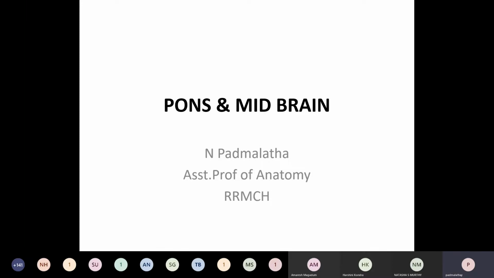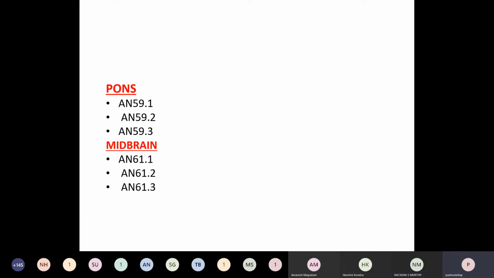So today's topic is the neuroanatomy of pons and midbrain. In the last neuroanatomy classes you have studied the spinal cord and medulla. The pons and midbrain are a continuation of the medulla, because all three are parts of the brainstem. From below upwards: the medulla, pons and midbrain.